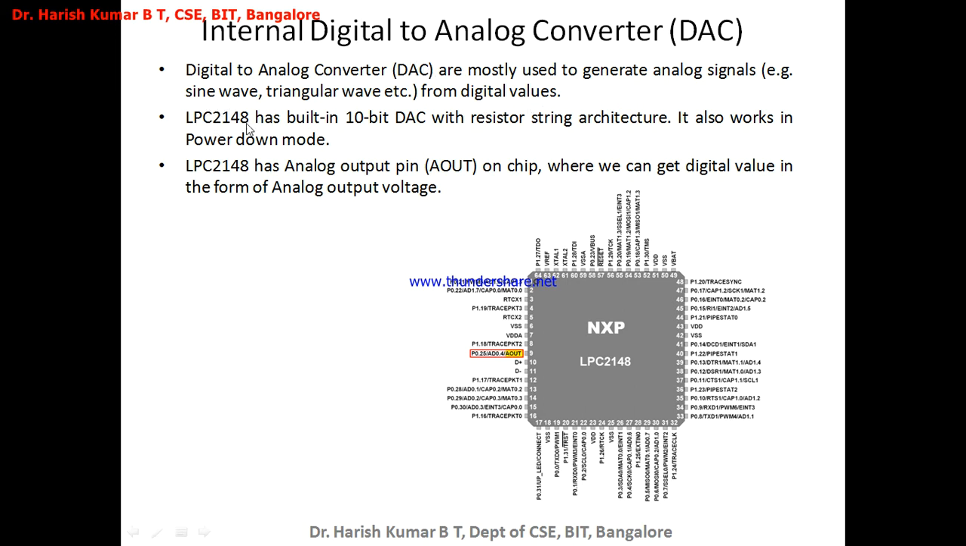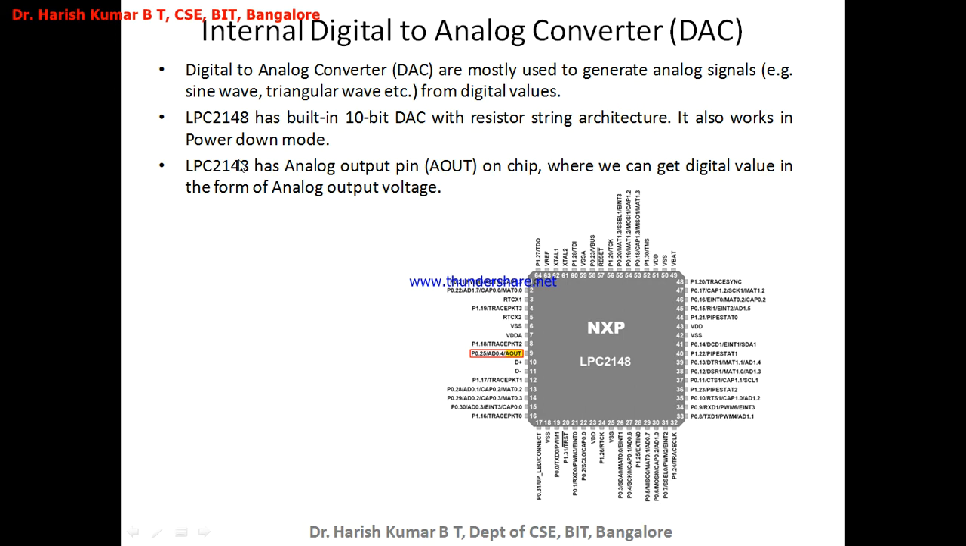As already told, LPC2148 has got a built-in 10-bit DAC, with resistor string architecture, and it also works in power down mode. So it has a 10-bit DAC. That means the minimum data you can give for this DAC is 0, and the maximum data you can give for this DAC is 1023. Why 1023? Because it is 10-bit. If I write 10 ones, its value is 1024 counting zero, so the minimum value is 0 and the maximum value for this 10-bit DAC is 1023.